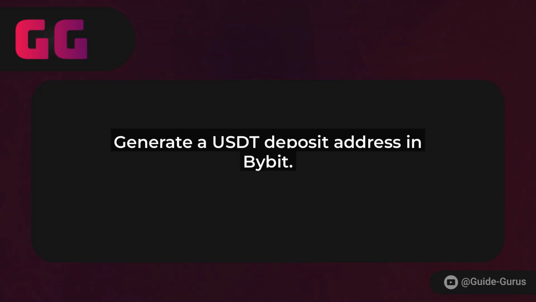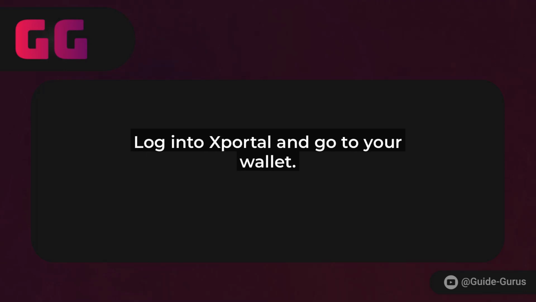First things first, make sure you have accounts set up on both Exportal and Bybit. If you don't, head over to their websites or apps and create one. It's quick and free. Once you're logged in, open the Bybit app or website. Go to your wallet section and select USDT. Here, you'll need to generate a deposit address. Copy this address carefully. It's your key to a successful transfer.